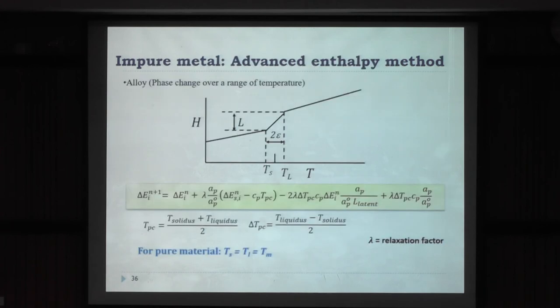However, we can extend this concept to our advanced enthalpy method, where only the enthalpy update term will be calculated through this expression. Earlier, if you see, if you just put T solid equal to T liquid equal to T melt, then you will get back the original equation. However, when you are using impure material, then you have to use a big expression.